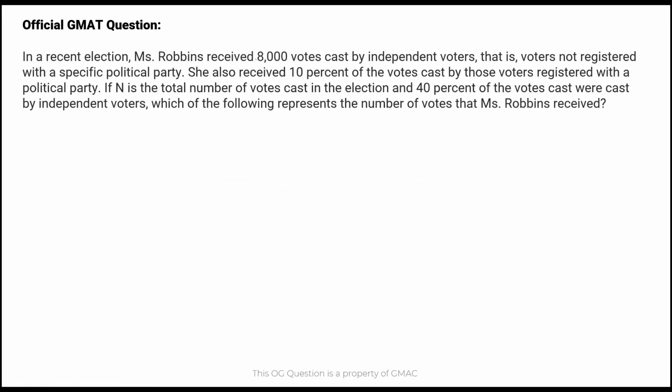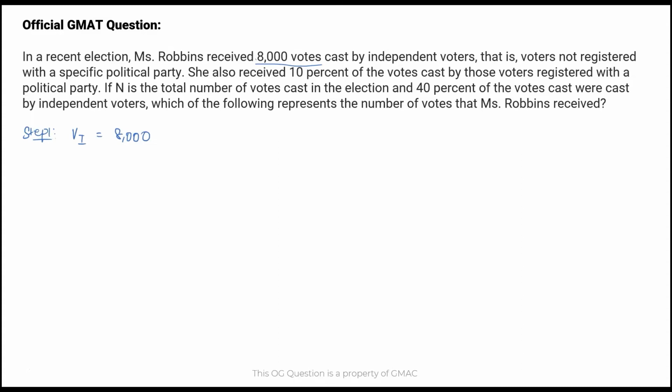So in this question we have that Miss Robbins received 8,000 votes cast by independent voters. Let's write down the given information first. So if we denote the number of votes cast by independent voters which Miss Robbins received as VI, then the value of VI is 8,000.